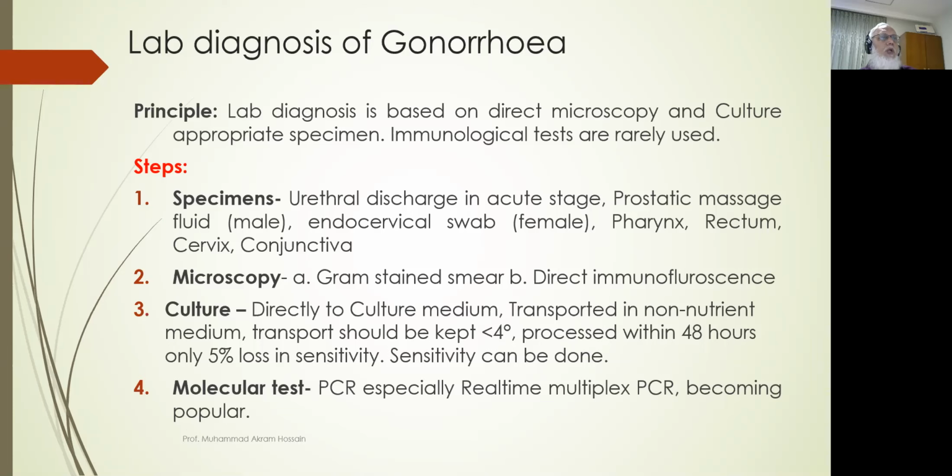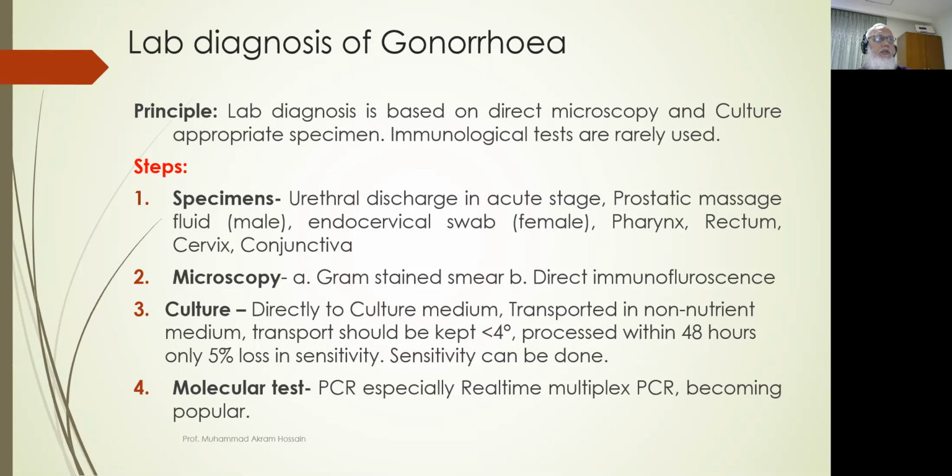Microscopy of gram stain smear is practically done. It is more than 80% sensitive and specific in case of male, but in case of female, if we do not get intracellular gram-negative diplococci, we cannot report it with high specificity. Direct immunofluorescence can be done. Culture is necessary not only for diagnosis but also for sensitivity test. But culture in case of gonorrhea is to be handled very carefully.